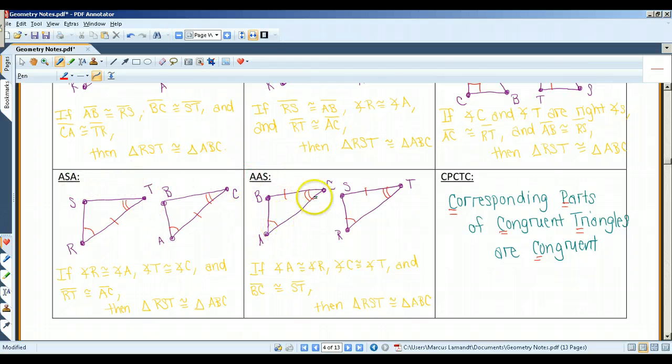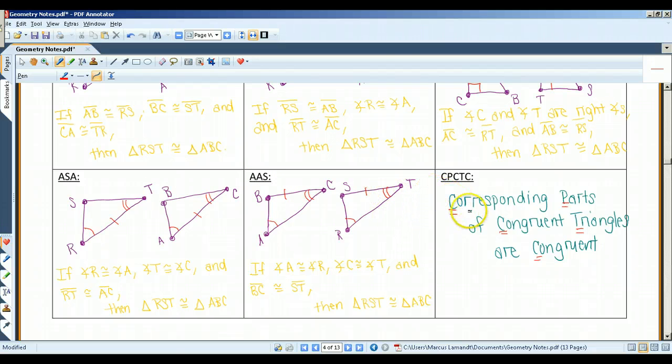AAS states that if you have two angles and a non-included side congruent to two angles and the corresponding non-included side in another triangle, then those two triangles have to be congruent. It's very easy to get these two confused. Keep in mind that in ASA, the side is in between the two congruent angles, and in AAS, the side is not in between the two congruent angles.